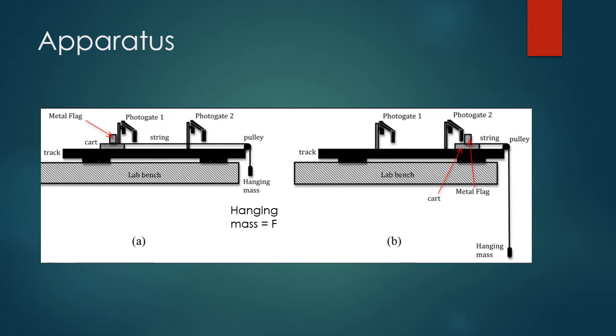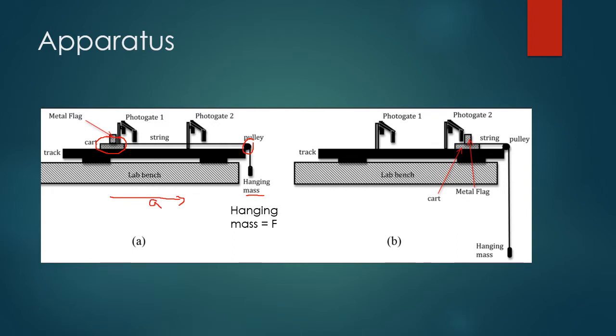So consider a cart on a low friction track. Here's the cart with a metal flag attached to it. The cart has a string attached to it, which goes over a pulley. At the end of the string is attached a hanging mass. This hanging mass is going to be the force that is adding tension to that string and causing the cart to move along the horizontal with a specific acceleration.